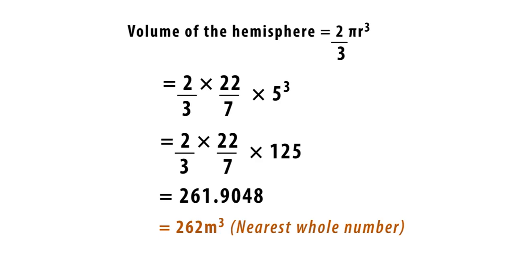And that will give us, if we use our calculators, 261.9048. We are to calculate our answer to the nearest whole number. So doing that conversion, then we have the volume to be equal to 262 meters cubed. That is very, very easy. I'm sure you were able to go through the question before the final solution.